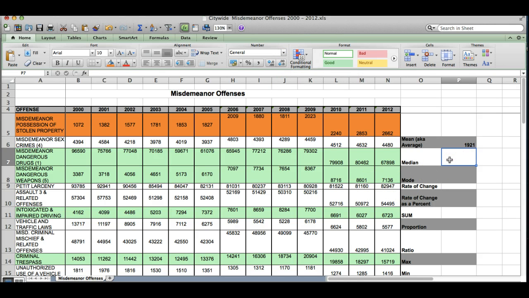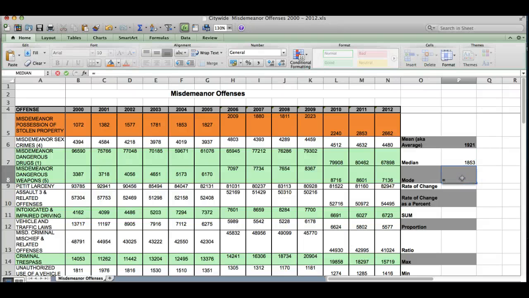Another measure of central tendency that you will often calculate or look for is the median. With Excel, median is actually what we are used to calling it. So again, you would type in equals median, open parentheses, select all of the cells, close the parentheses, enter, and you have your number for you. So the median of stolen property reports was 1850 during this period.